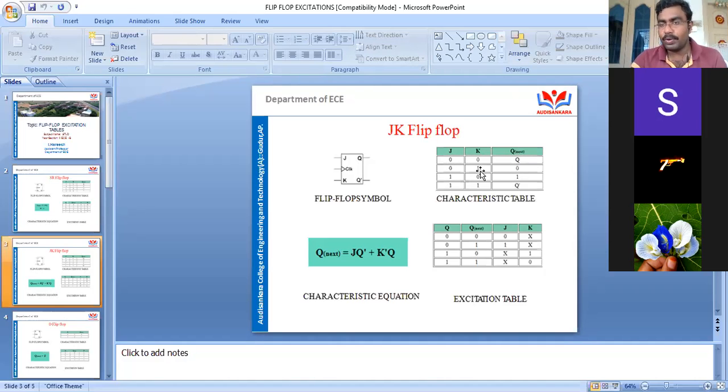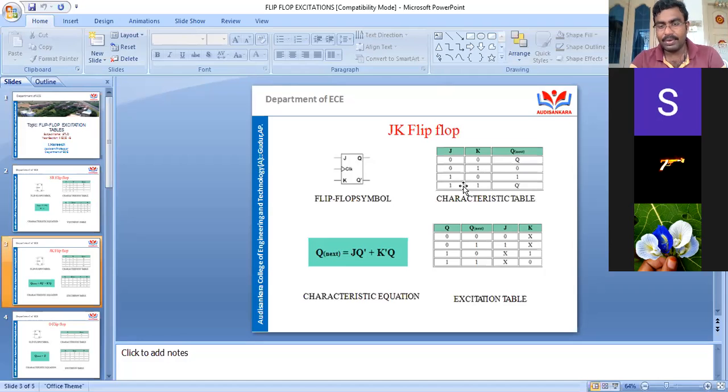When I'm giving J equal to 0, K equal to 1, what state do we call in JK flip-flop? Reset state. So the output is 0 here. When J equal to 1 and K equal to 0, what state is it? Set state. What will be the output in that case? 1, you can see, guys.